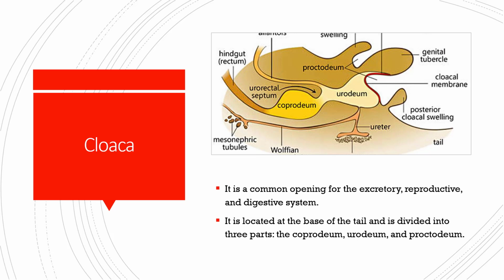Let's talk a little bit more about those three. Let's start with the coprodeum. It is the anterior portion of the cloaca, and it receives feces from the digestive system. The urodeum is the middle portion of the cloaca and receives urine from the urinary system. The proctodeum is the posterior portion of the cloaca, and it serves as the exit point for both the feces and the urine. So basically, that's all of the excretory system of the lizards.